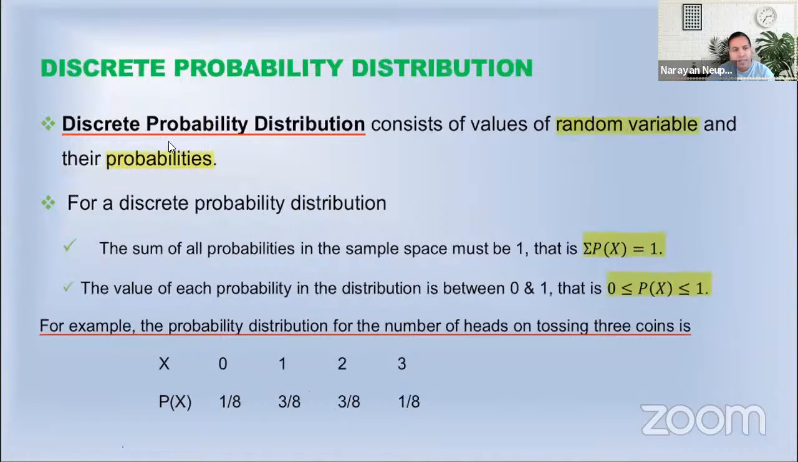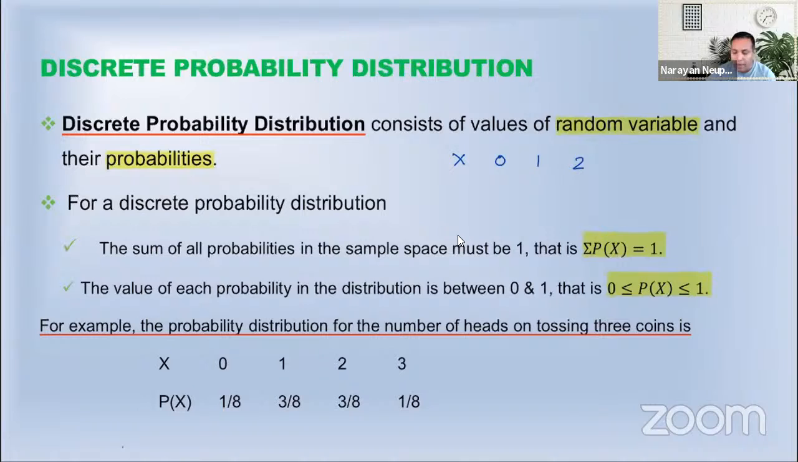When I say discrete probability distribution, it consists of the values of a random variable and their probabilities. We have seen that the random variable could be, for example, a discrete random variable while tossing 2 coins. If we want to count the number of heads, we say that X can be 0, no head, or maybe 1 head, or maybe 2 heads. So that is the random variable.